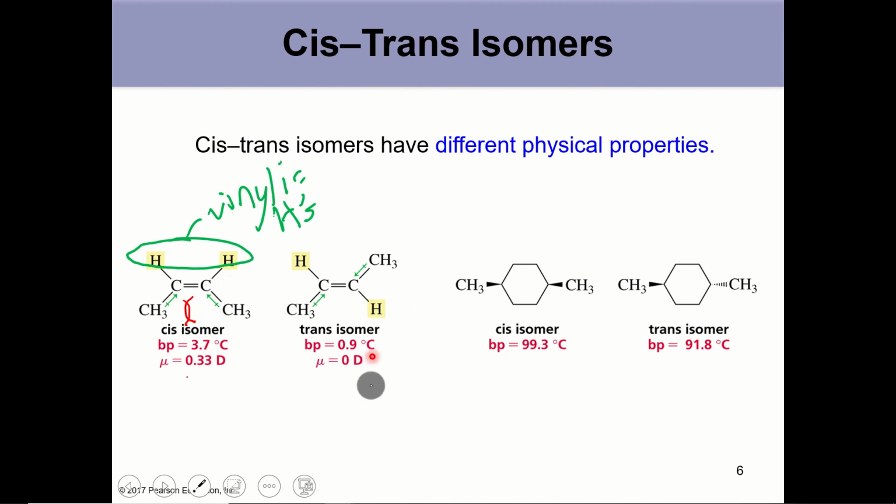So that's the double bond. The isomers have different boiling points and different dipole moments. For cis-trans rings, we have different boiling points. And the cis isomer is more sterically hindered because the methyl groups are on the same side of the ring. And the trans isomer is less sterically hindered because the carbons are spaced further apart when they're on opposite sides of the ring.